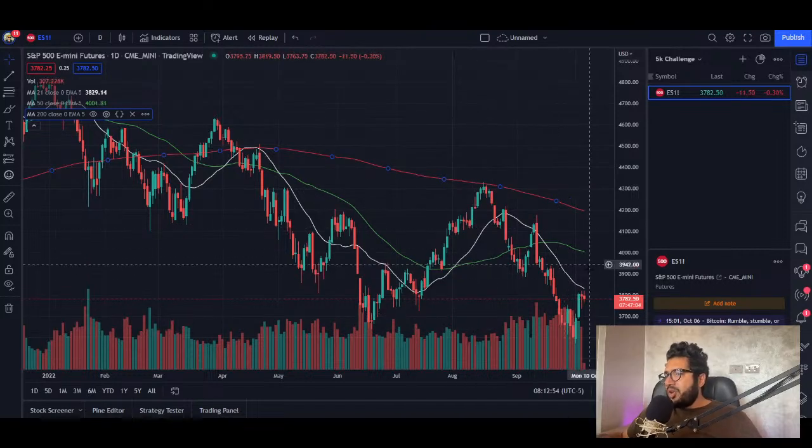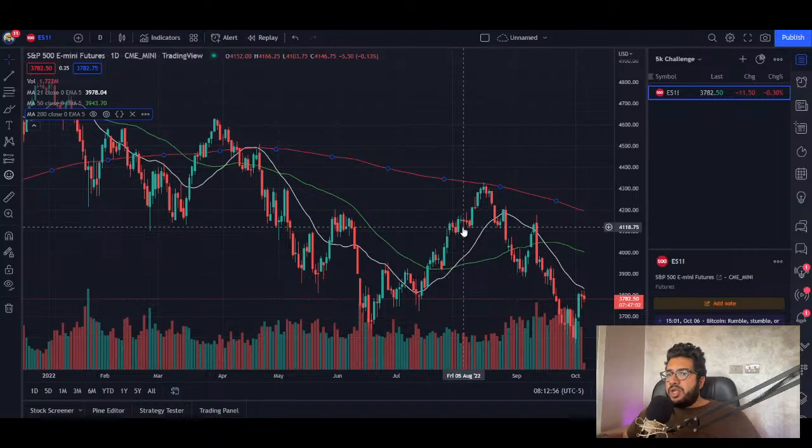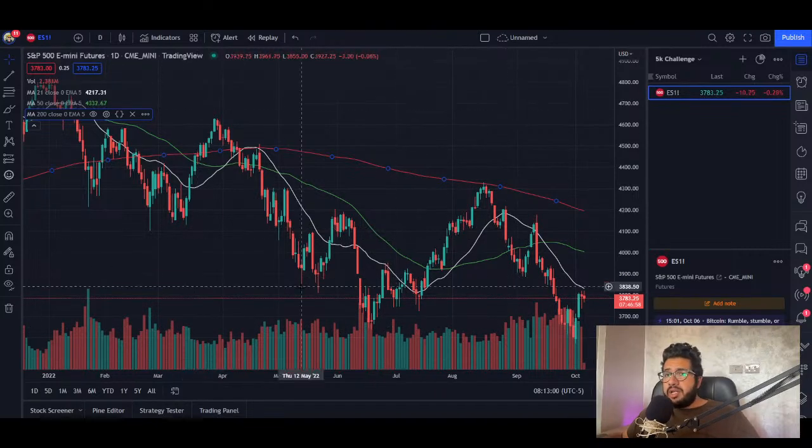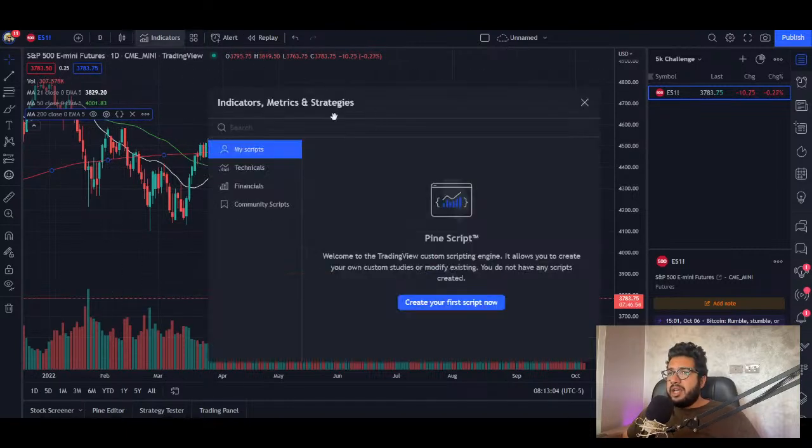So now we have our 3 moving averages here on our chart, right? We already have the volume bars preloaded here, so that's good. We don't need to add those, but if you want to add those, all you have to do is just click on indicators and click on volume profile here, right? Type out volume profile and it will show up, right?